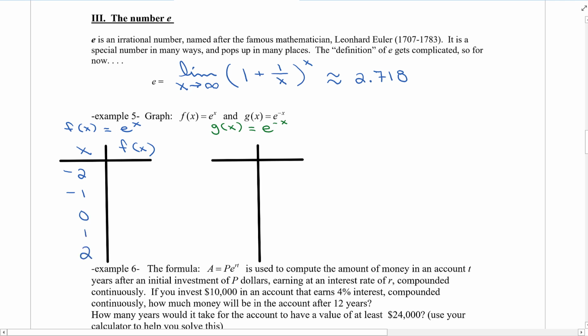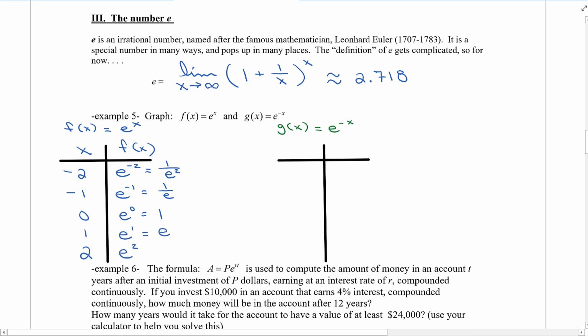And then for our y column, or our f of x column, we're going to get for our first function, f of x, e raised to the -2 power is equal to 1 over e raised to the second, e raised to the -1 power is equal to 1 over e, e raised to the 0 is equal to 1, e raised to the first is equal to e, and e raised to the second is just e to the second.